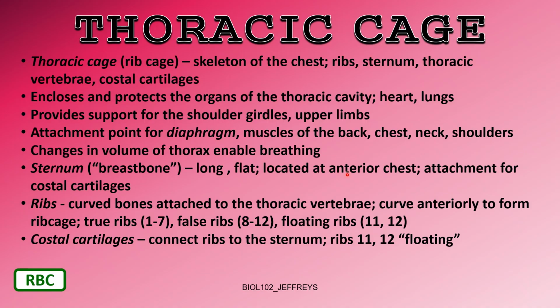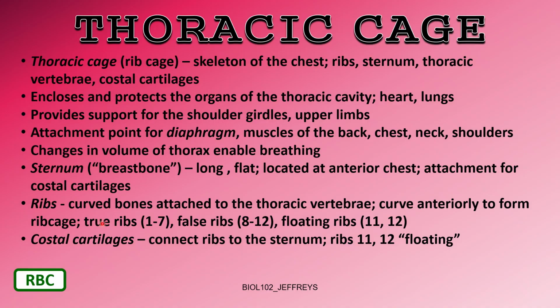The sternum is located at the anterior chest, or on the ventral surface of your body, and it's an attachment for the costal cartilages, which we'll talk about in a minute. Your ribs are curved bones. They are attached in the back on the dorsal surface to the thoracic vertebrae, and they curve anteriorly to form the rib cage. Now, there are 12 pairs of ribs.